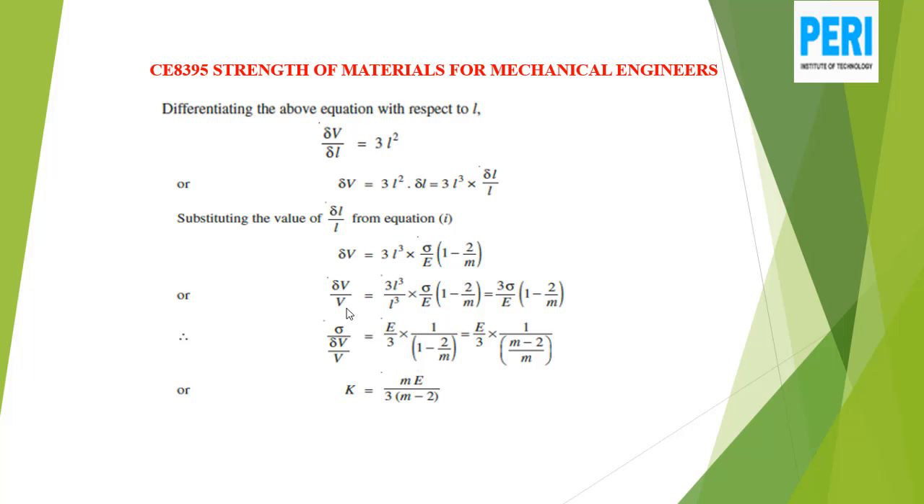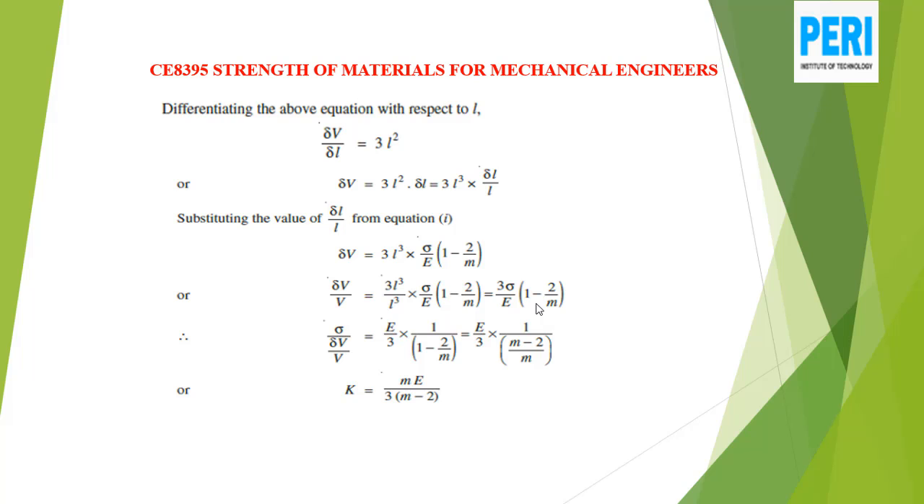Further, for delta V by V, we divide both sides, LHS and RHS, by volume V. In this case, V formula is L cube, so we substitute L cube on the right side. L cube cancels, and simplifying we get 3 sigma by E into 1 minus 2 by m.